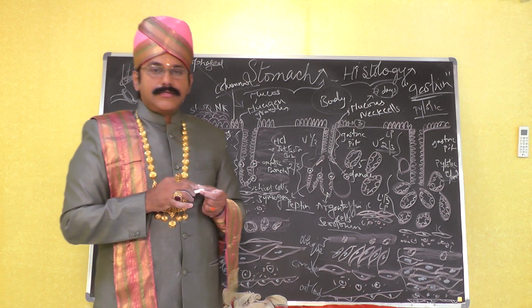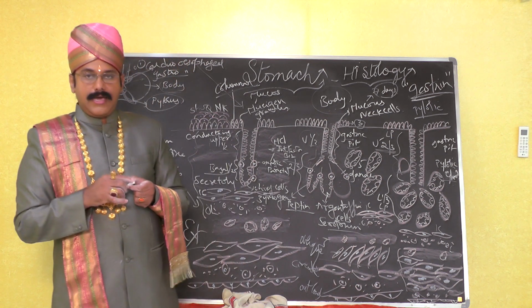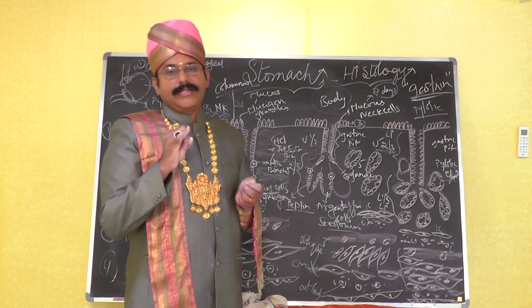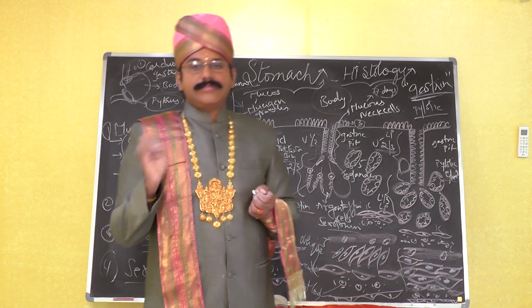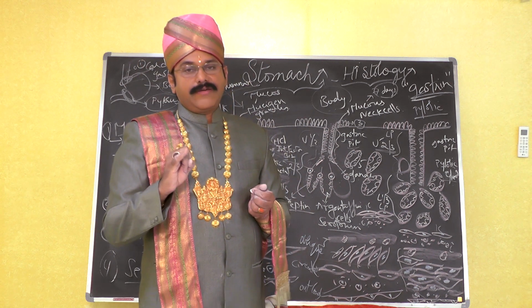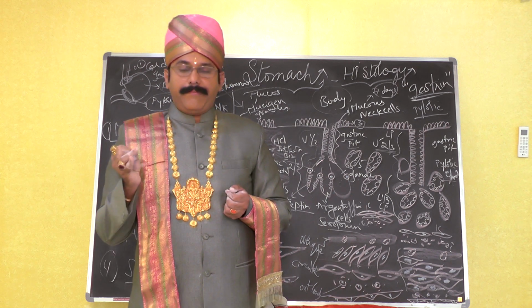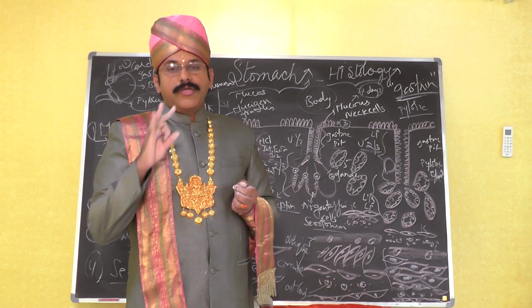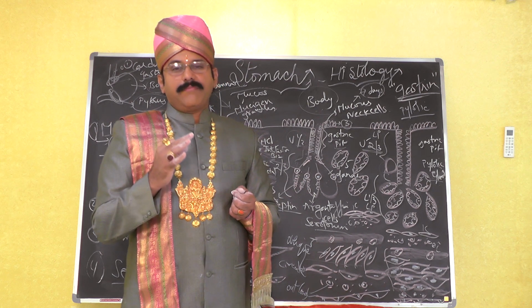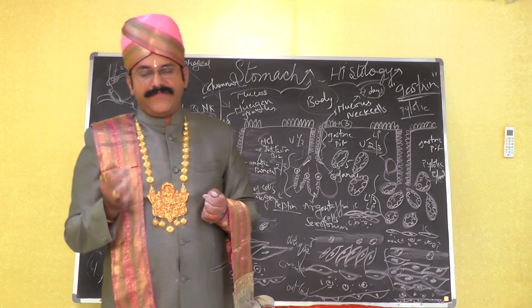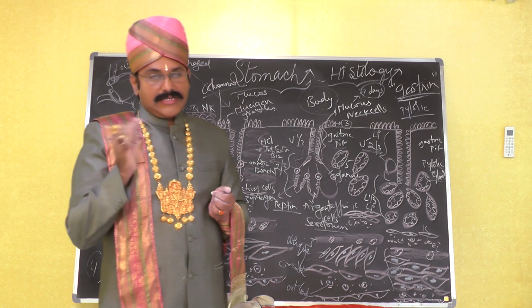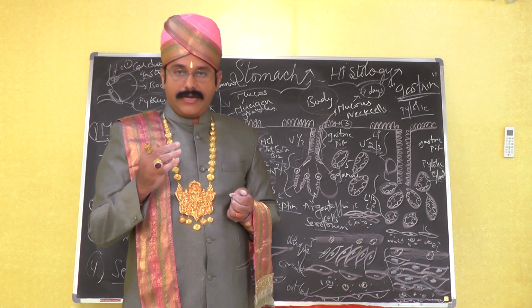Now what are the cells that are present in the gastric glands? They are the oxyntic cells or the parietal cells, which produce the hydrochloric acid, also the intrinsic factor for the absorption of vitamin B12. Chief cells or the zymogen cells or the peptic cells, they produce pepsin. You have argentaffin cells, a special type of cells which have affinity for silver salts. These argentaffin cells produce serotonin.